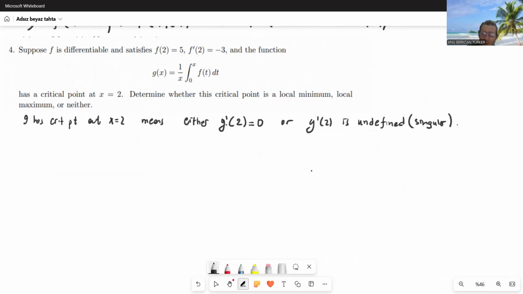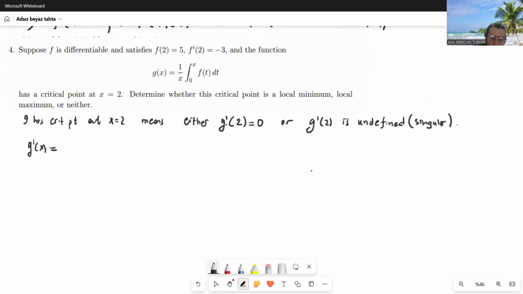So I'm going to make this second condition disappear. How? If g prime 2 is undefined, what happens here? When you put x equals 2, you cannot put x equals 2, I mean. That's the problem. So first let's try to understand g prime. Take the derivative. Then we will see that this is not happening. So g prime 2 must be 0.